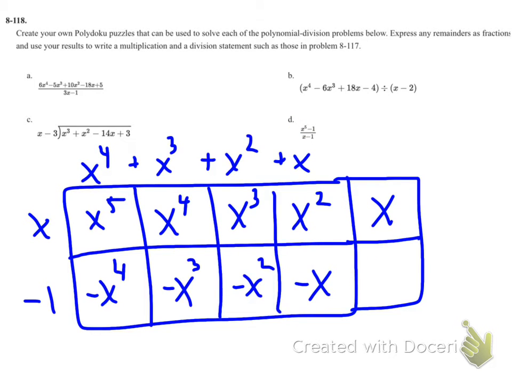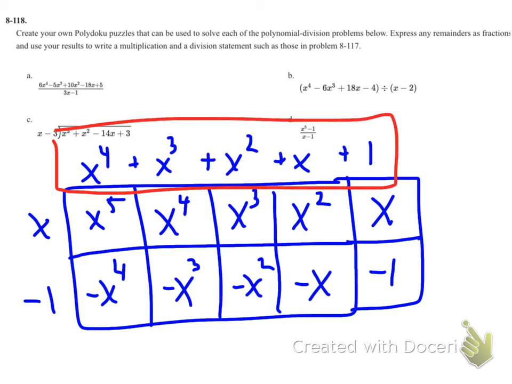So up top, now I have plus 1. And multiplying it through is a negative 1, which does match my problem. So this divides evenly, and that is my solution. X to the 4th plus x to the 3rd plus x squared plus x plus 1. Hope that helped.